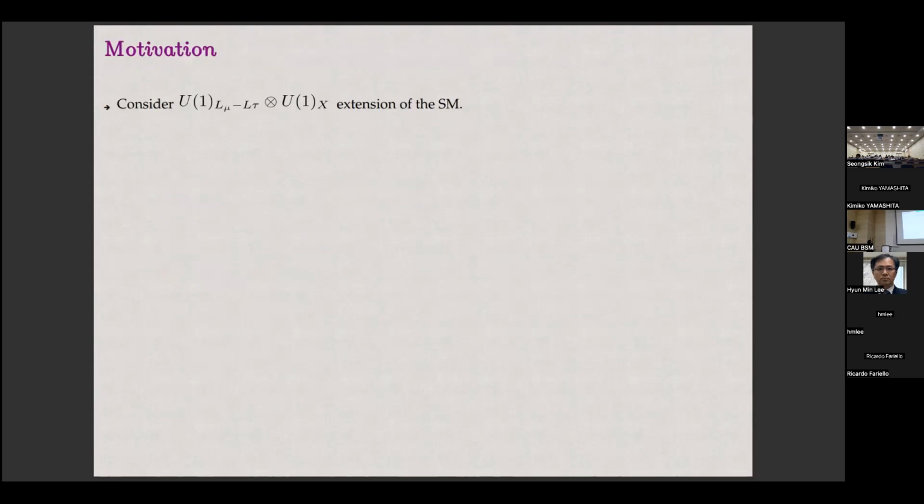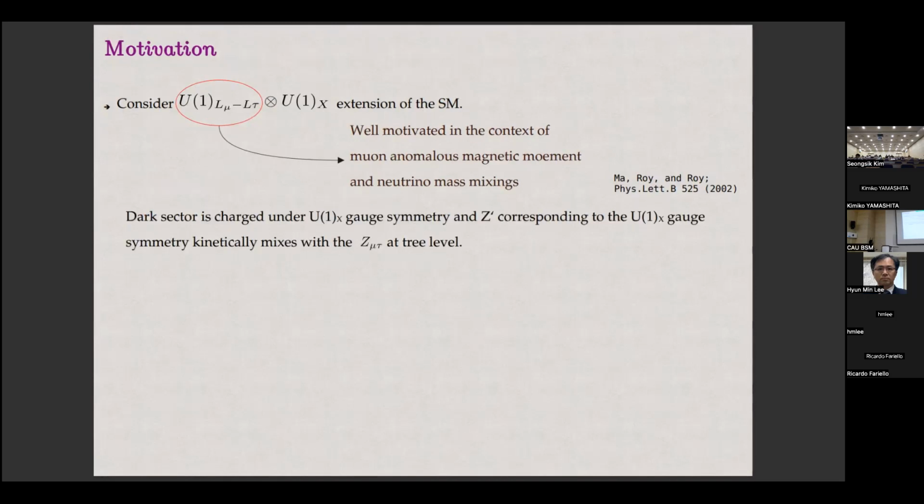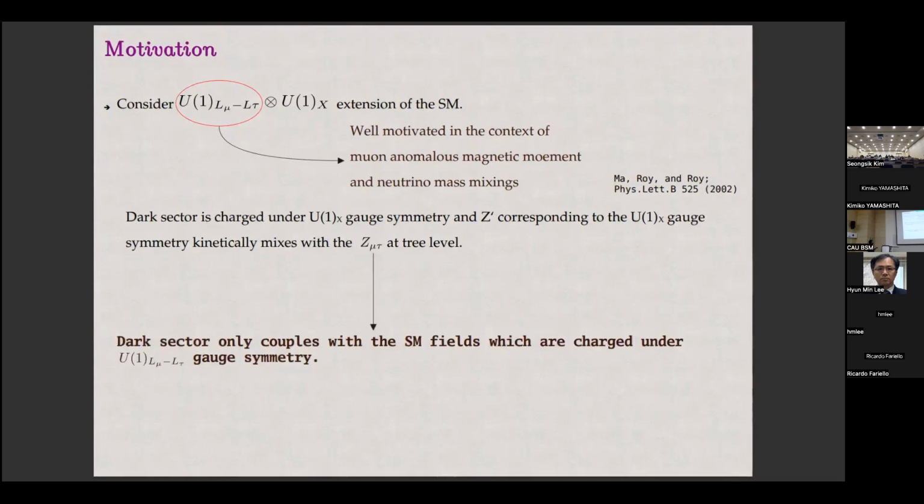In this work, we have considered a U(1)_{Lμ−Lτ} times U(1)_X extension of the standard model. The U(1)_{Lμ−Lτ} is a very well motivated scenario to address the muon anomalous magnetic moment anomaly and the neutrino mass mixings. In our work, the dark sector is charged under the U(1)_X gauge symmetry, and the Z prime gauge boson, which corresponds to the U(1)_X gauge symmetry, kinetically mixes with the Lμ−Lτ gauge boson. Therefore, in our scenario, the Z prime couples with the muon and tau flavored standard model leptons.